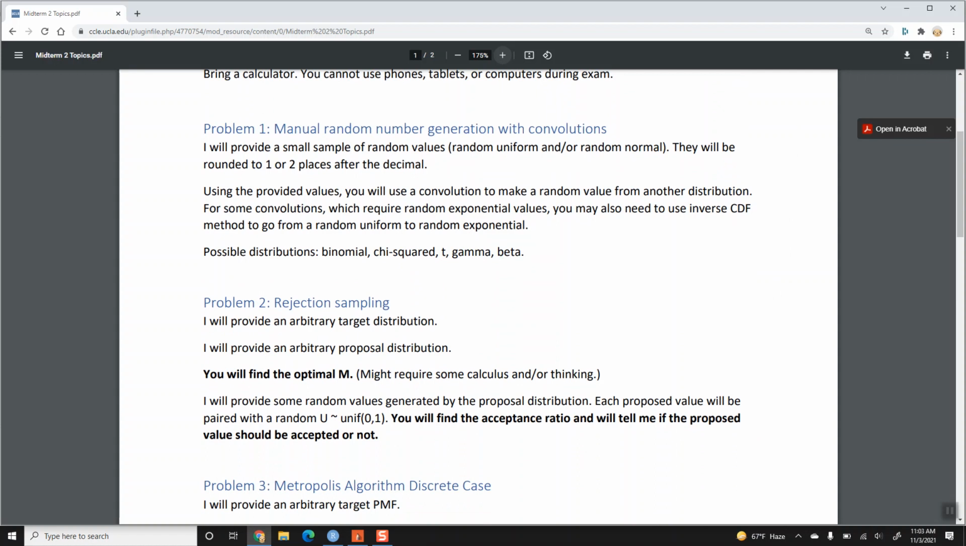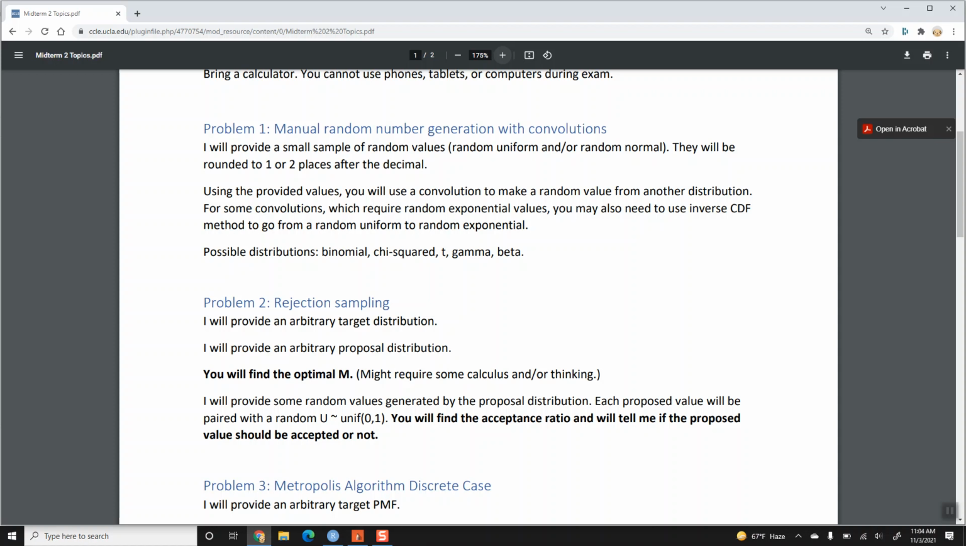Okay? All right, so these are the different problems that I've done. So one is random number generation with convolutions. So I'll provide you a small sample of random values. Maybe they're either random uniform or random normal values, and I'll round them off to a couple decimal places, just so you're not dealing with a bajillion decimal places, right? And then what you'll do is, using the provided values, you'll use a convolution to make a random value from another distribution, right? Some random values might require exponential values, right? And you would use inverse CDF method to do that.